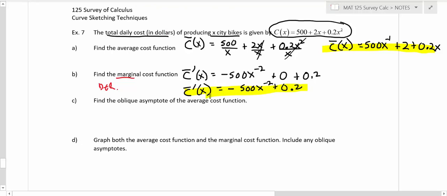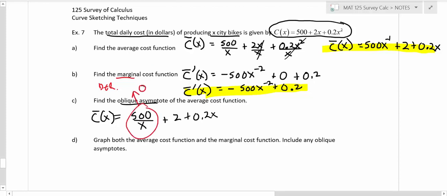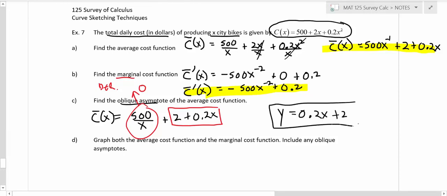All right, so let's do the oblique asymptote. The oblique asymptote, again, you can do in your head. So we have c bar of x really was equal to 500 over x plus 2 plus 0.2x. Okay, so remember this thing right here goes to 0. So the leftover would be your oblique asymptote. So the oblique asymptote is going to be y equals 0.2x plus 2. All right, any questions so far? Derivative's simple on that. You've done a lot more complicated derivatives than that.